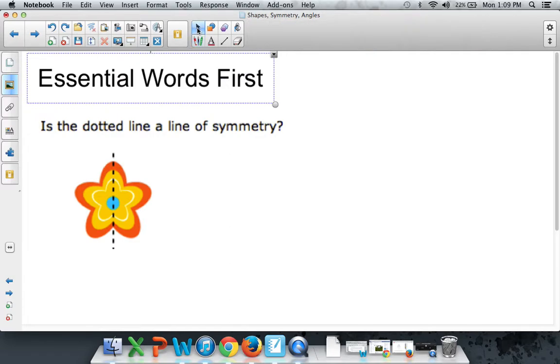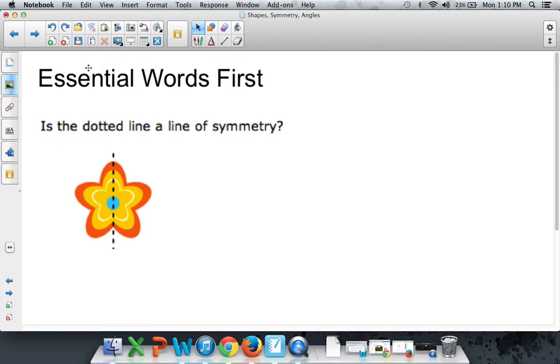Check this out. They want you to know what a line of symmetry is. Didn't I tell you that in the beginning? Didn't I? I did. Were you paying attention? It's a line that goes down and cuts the shape in the middle, so both sides are like mirror images. Does this line right here cut the shape in the middle and make both sides a mirror image of each other? Yes, it does.